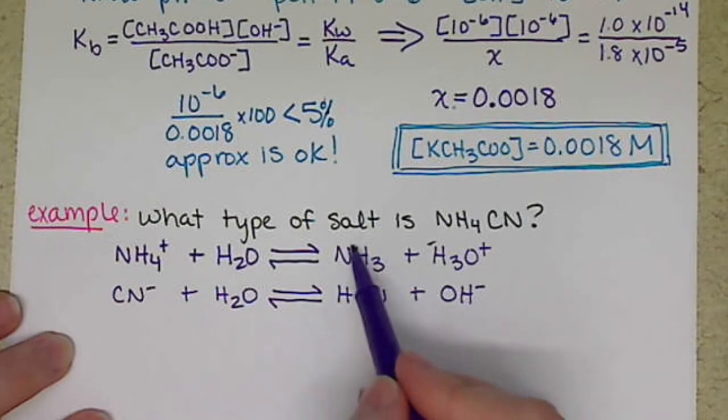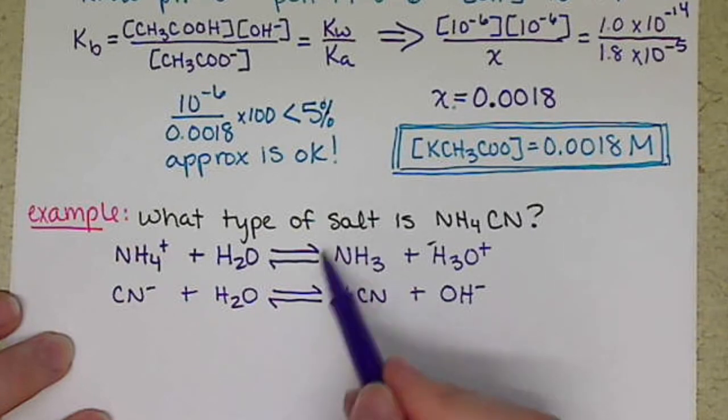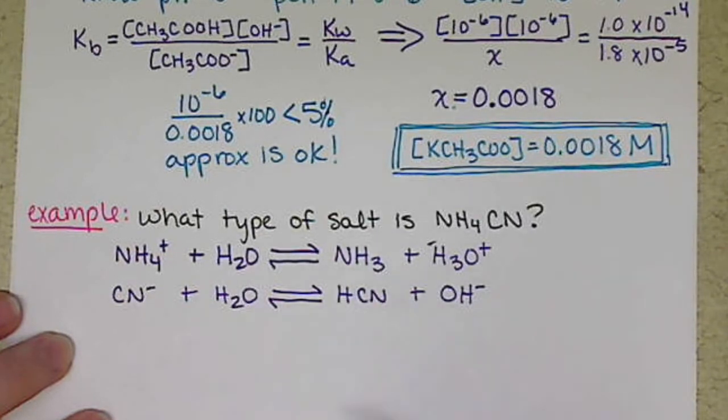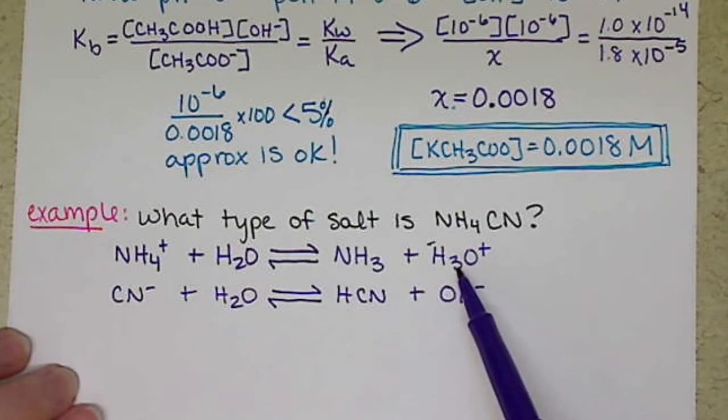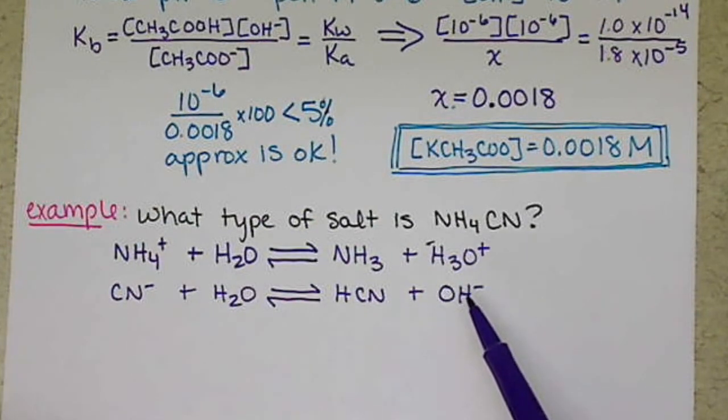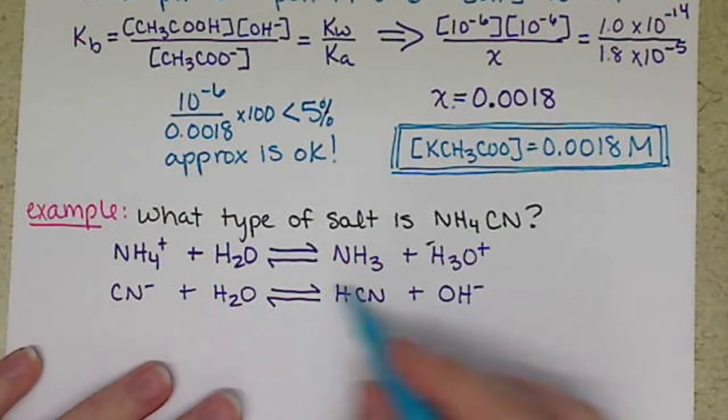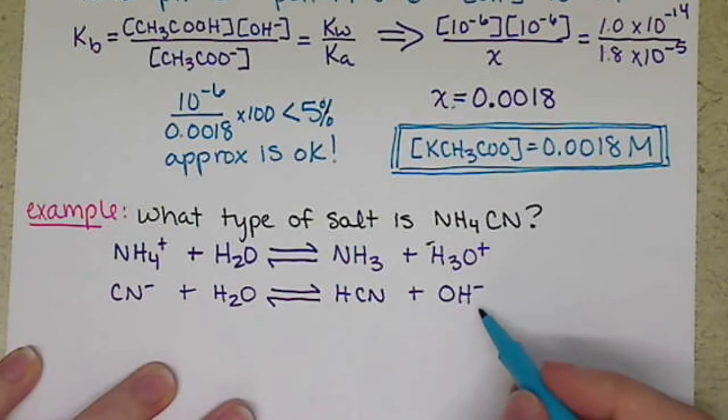Oh, I think I called NH3 a weak acid. I meant to call it a weak base, going in the reverse direction. HCN, our weak acid, also going in the reverse direction. So we are producing both an acid and a base. We're producing H3O+ and OH-. So the question becomes, is this a basic salt or an acidic salt? And what we have to do in order to answer that question is look at our Ka and our Kb values for these.